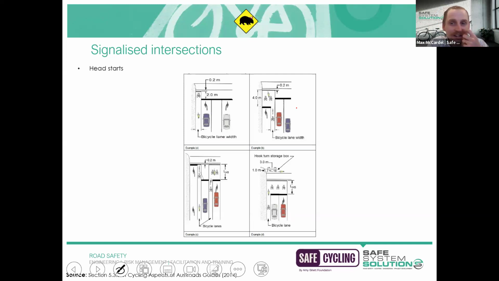The Austroads Guide has these 4 different general arrangements for the head start boxes. There's some dot points for consideration within the guide itself that will tell you when you may or may not use specific ones. And I'll give you the high level approach, but by all means, have a flick through the table to make sure that you're picking the right one for you.